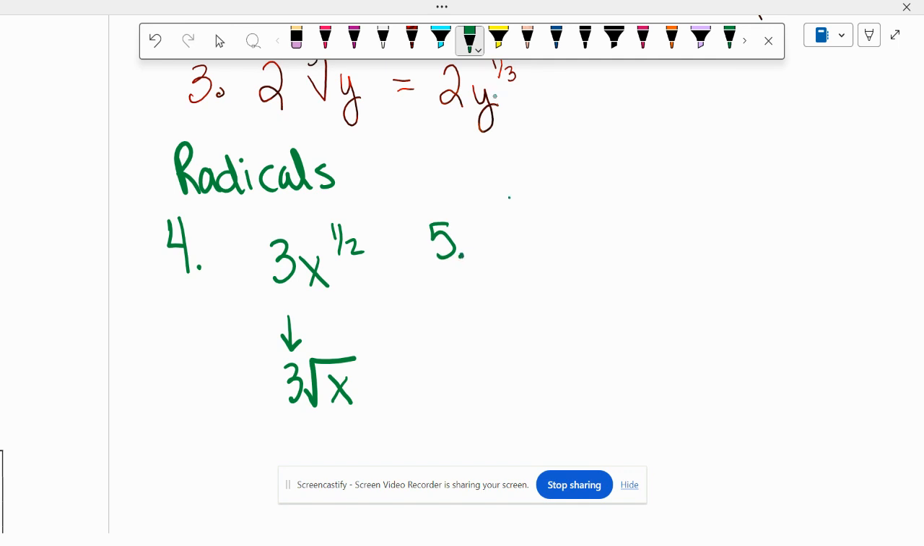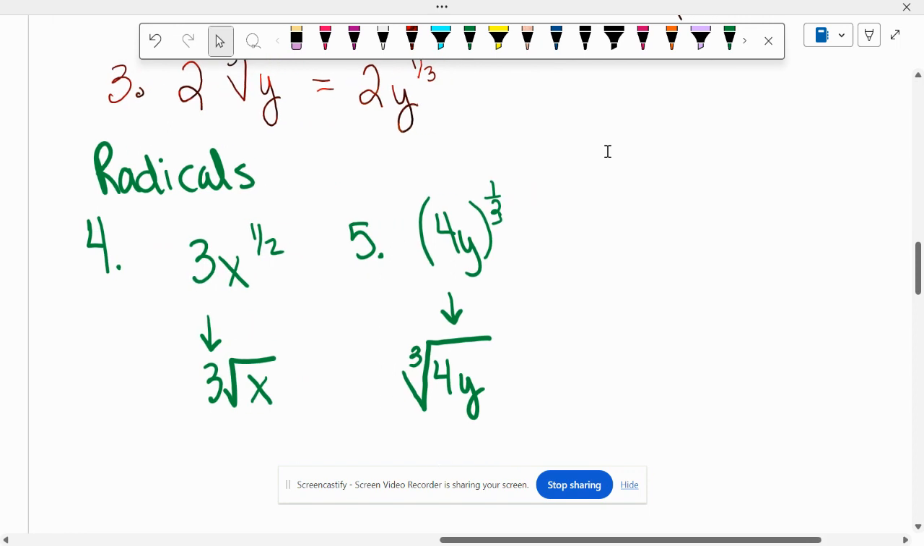Number 5, it has 4y in a parenthesis, and the whole quantity is being raised to the power of 1/3. So what's everything that's going to be underneath the radical? Yeah, so the cube root of 4y.